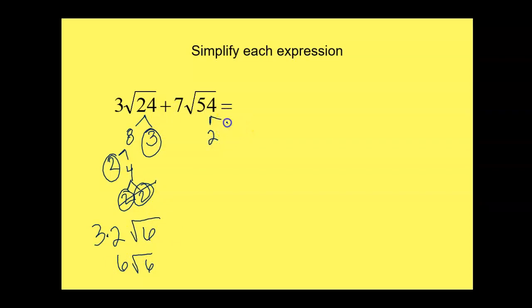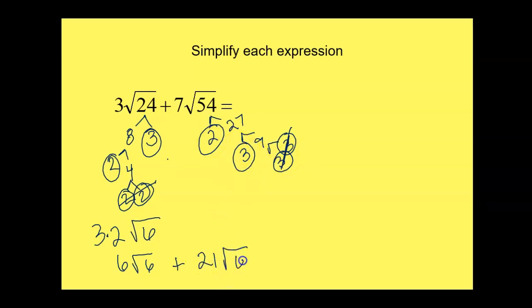54 is 2 times 27, and 27 is 3 times 9, and 9 is 3 times 3. So for these 2 3's, I can bring one out. There's already a 7 out front, so I need to multiply that 7 times that 3 that comes out to get 21, and then the 2 and 3 need to stay. So again, now they match. I can go ahead and combine them. 6 plus 21 equals 27 square roots of 6. Okay.